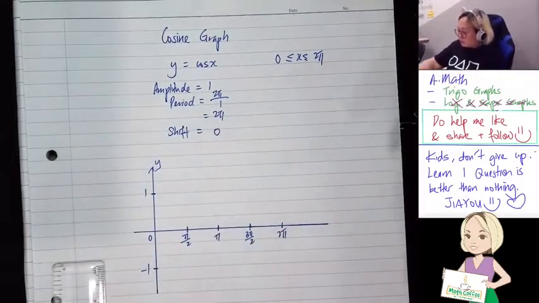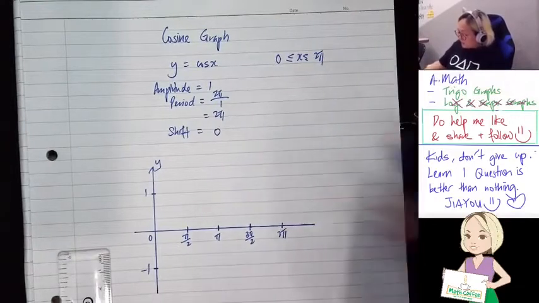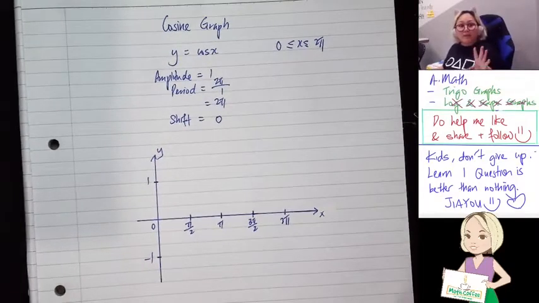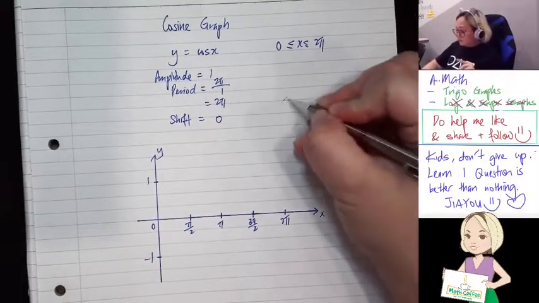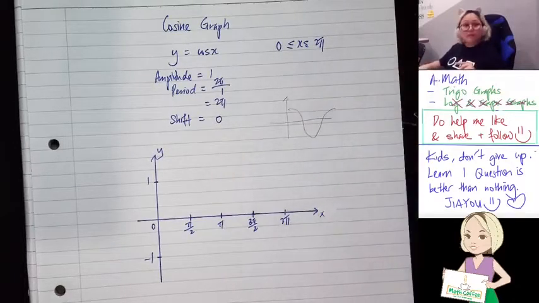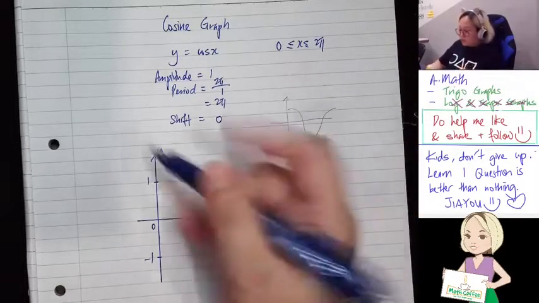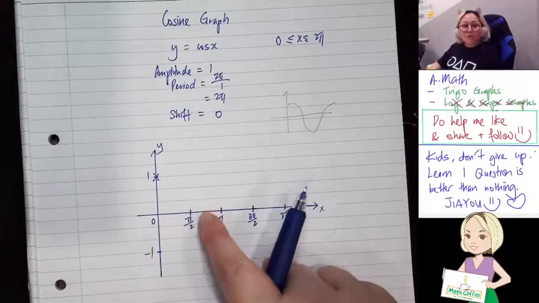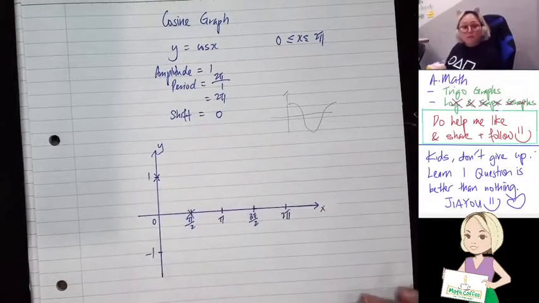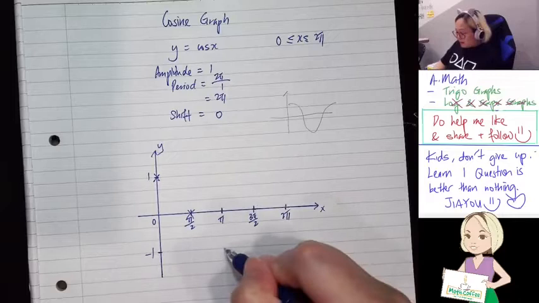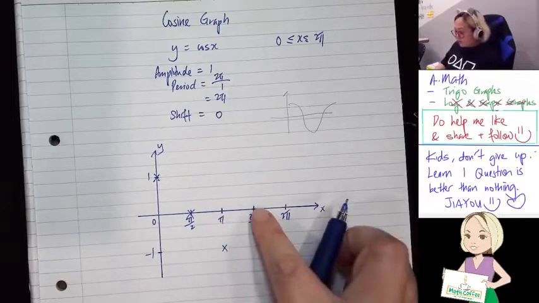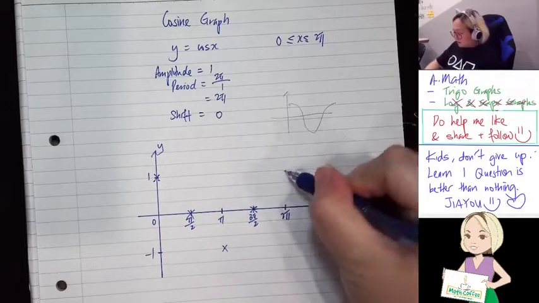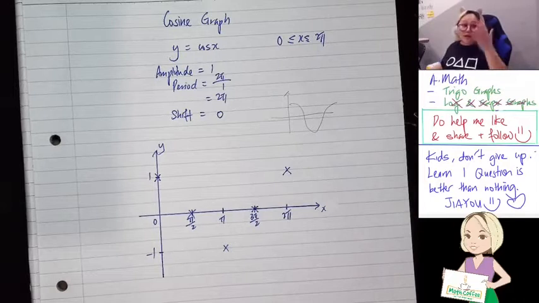So same thing, I'm going to draw out my 5 critical points. The only difference is it doesn't start from 0. Cosine graph, it's like that. So it starts from maximum. So mark out the first point at my maximum, then it goes to 0 at pi over 2, then it goes to the minimum at pi, it goes back to 0 at 3 pi over 2, and it goes back to maximum at 2 pi.